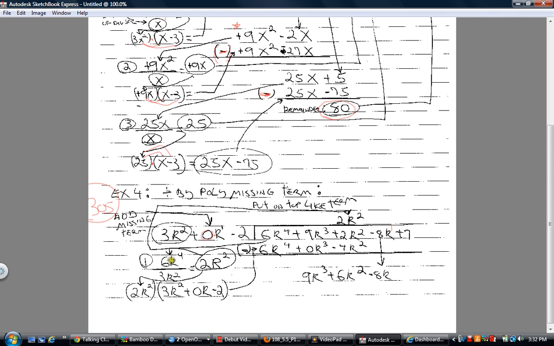6r to the 4th divided by the first term of the entire divisor, which is 3r squared. I circled it. Okay, 6 divided by 3 is 2. r to the 4th divided by r squared, subtract the exponents, 2r squared. Line that up under like columns, 2r squared. Now take that quotient, multiply by the entire divisor, so 2r squared times 3r squared gives you, and you are going to do subtraction, 6r to the 4th plus 4r squared.